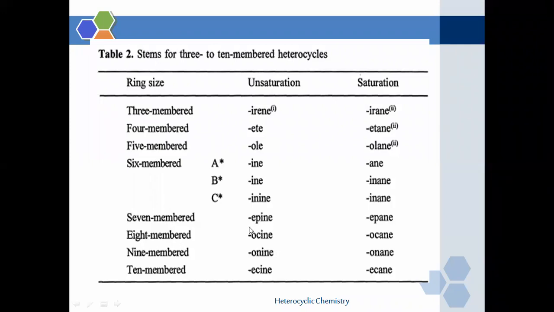If my structure is 7-membered containing sulfur as a heteroatom, what is the name of the compound? Sulfur is thia, and the parent compound for this is heptane. So thiepine, thiepane, and so on. Likewise, we are going to give the name to the compound.